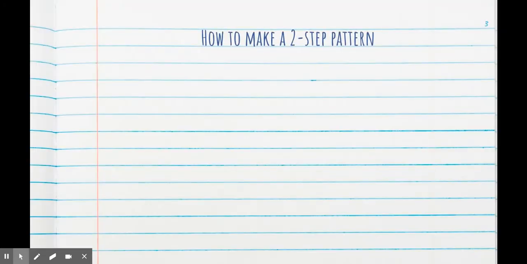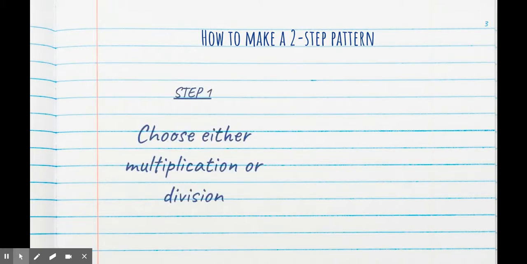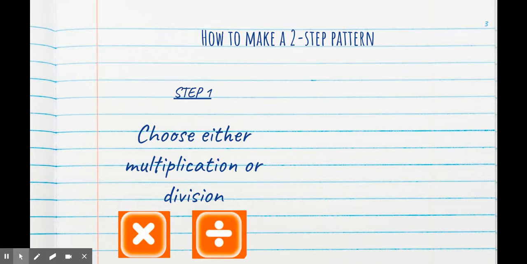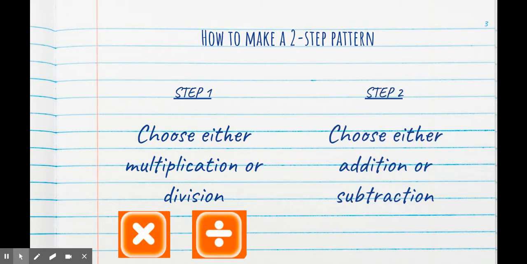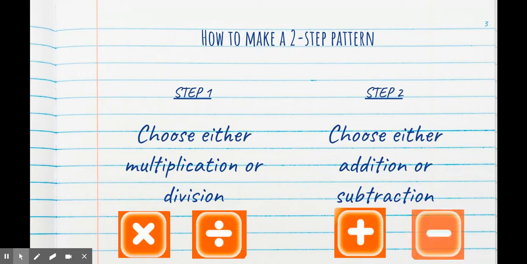Now, how do you make a two-step pattern? It's really only 2 simple steps. Step 1, just that easy. You choose either multiplication or division. And step 2, equally as easy. You just choose addition or subtraction. Once you've made up your mind, I'm going to do multiplication or division, and I'm going to do addition or subtraction.